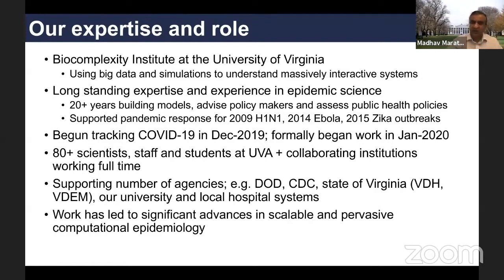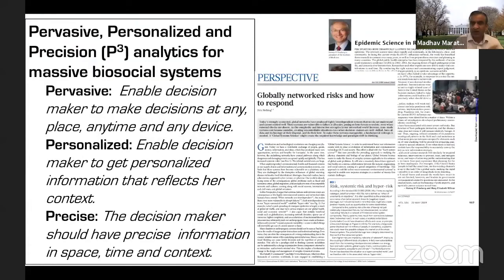And as you'll see as we go along, this has led to substantial advances in this particular topic of computational epidemiology. So what we would like to do in the long run is what I call P-cubed analytics. And this applies not just to epidemiology, but massive biosocial systems. We want to build systems that are pervasive. We want to build systems that have the ability to do personalized decision-making. And you want this to be precise.